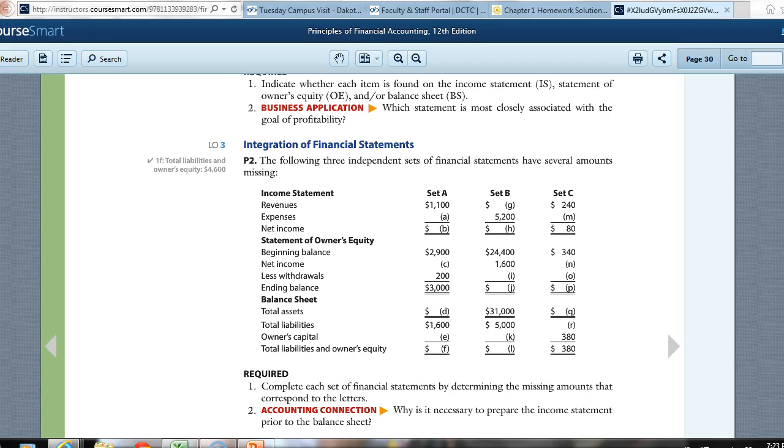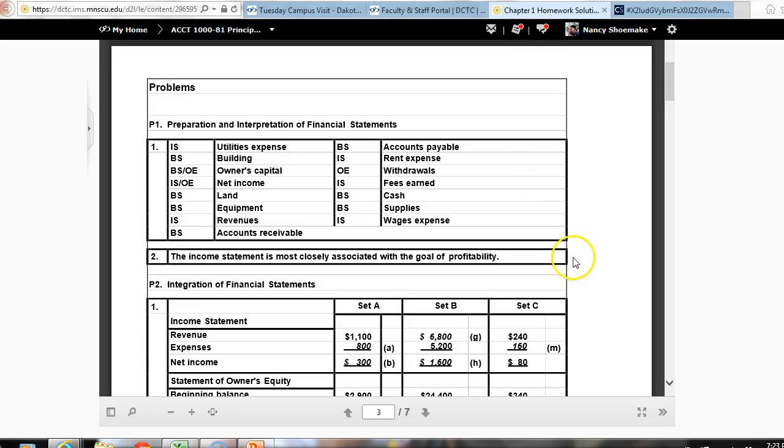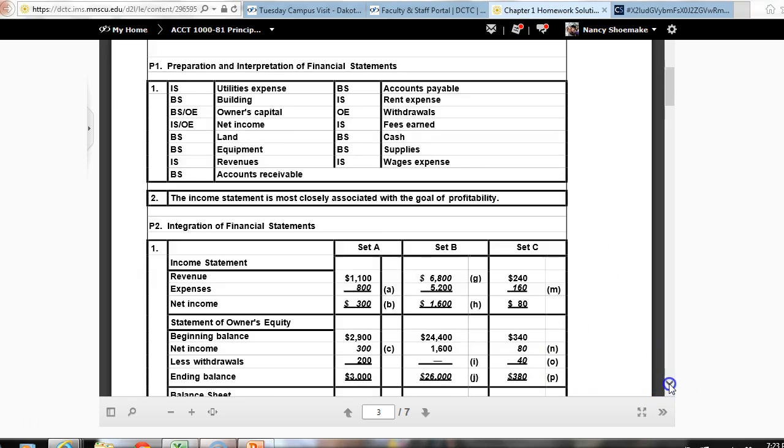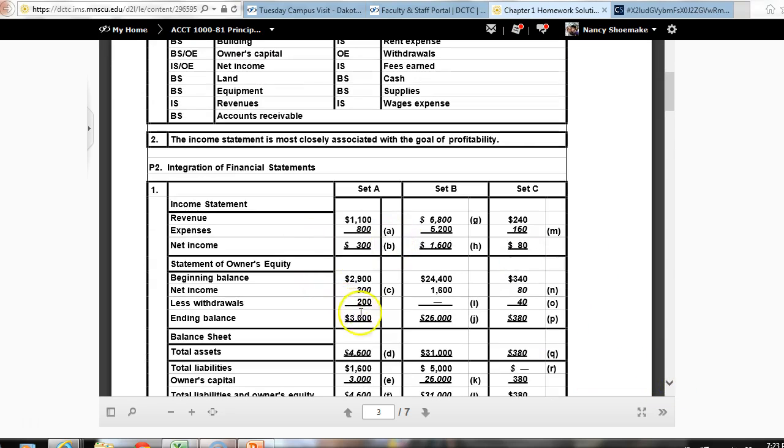So, do you see on the statement of owner's equity, it shows us the beginning balance. Then it shows us withdrawals. And it shows us the ending balance. Can't we figure out from all that what the net income is? How much is the net income? 300, isn't it? Let me go back to here. 2,900 plus 300 minus 200 equal 3,000, don't they?